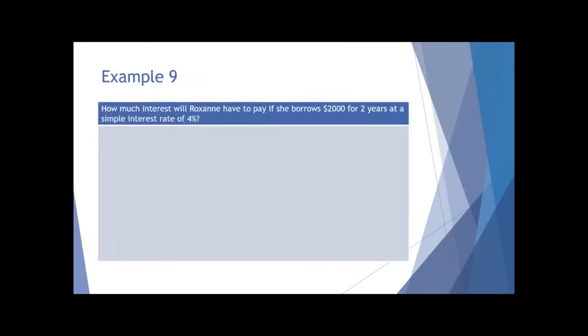So example 9 here: how much interest will Roxanne have to pay if she borrows $2,000 for 2 years at a simple interest rate of 4%? So we're going to use our I equals PRT. We're looking for the amount of interest, so we don't know I.